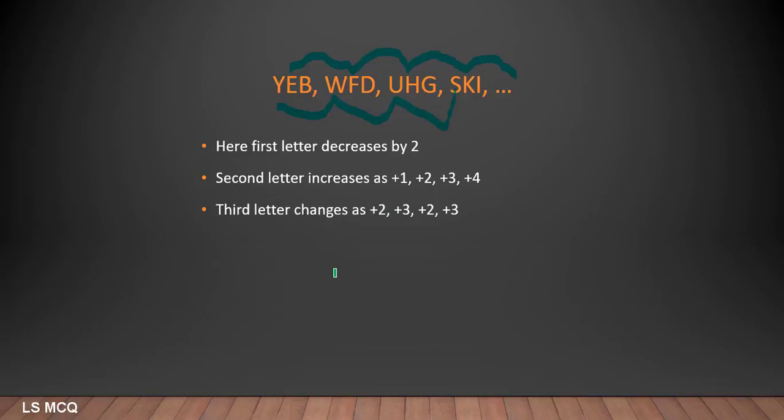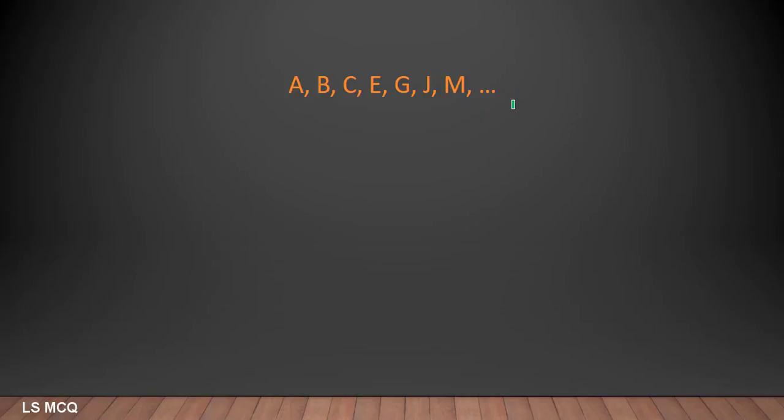And the third letter is changing this way. From B it's going to D, so it's an increase of 2. From D it's going to G, so it's increasing by 3. From G it's going to I, it's again increasing by 2. So the next number will increase by 3. I hope you are getting the pattern here. So the answer will be Q, O and L. Let's move on to the next one.